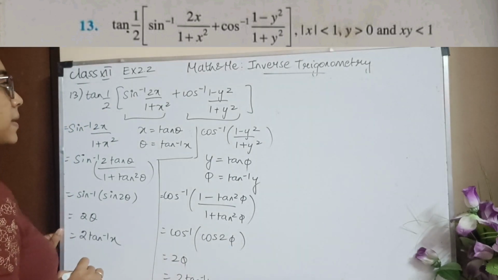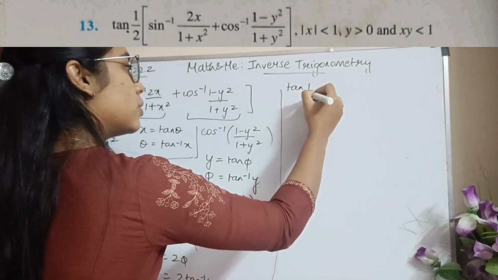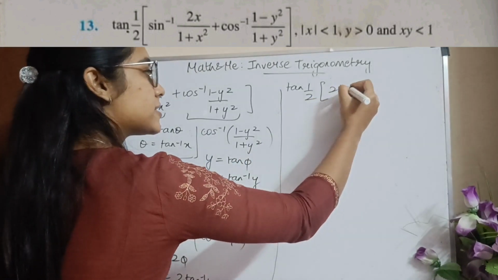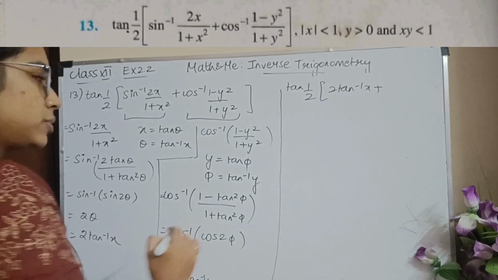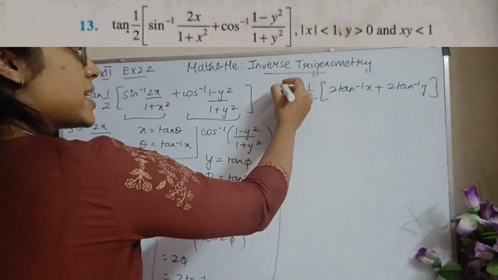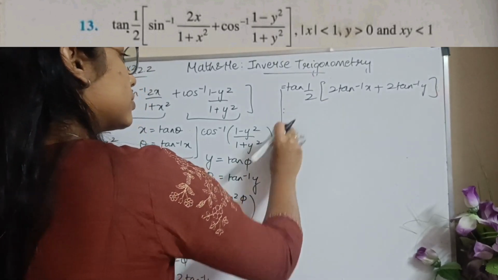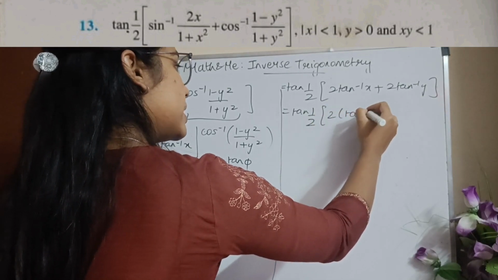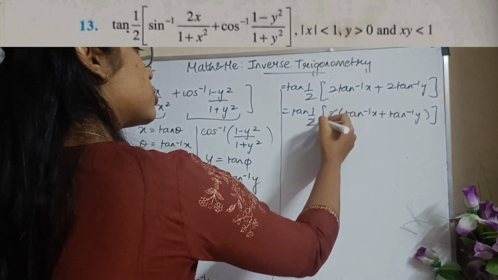Correct? Now, I am going to substitute this in the question. So what do I have? Tan of 1 by 2 times sin inverse of this particular thing will become 2 tan inverse of x, plus cos inverse of 1 minus y square divided by 1 plus y square will become 2 tan inverse of y. When I take the 2 outside, it gets cancelled with this. Correct? So I'll have tan of 1 by 2 times 2 into tan inverse of x plus tan inverse of y. You simply have to substitute the formula for this. The 2 and the 2 get cancelled.